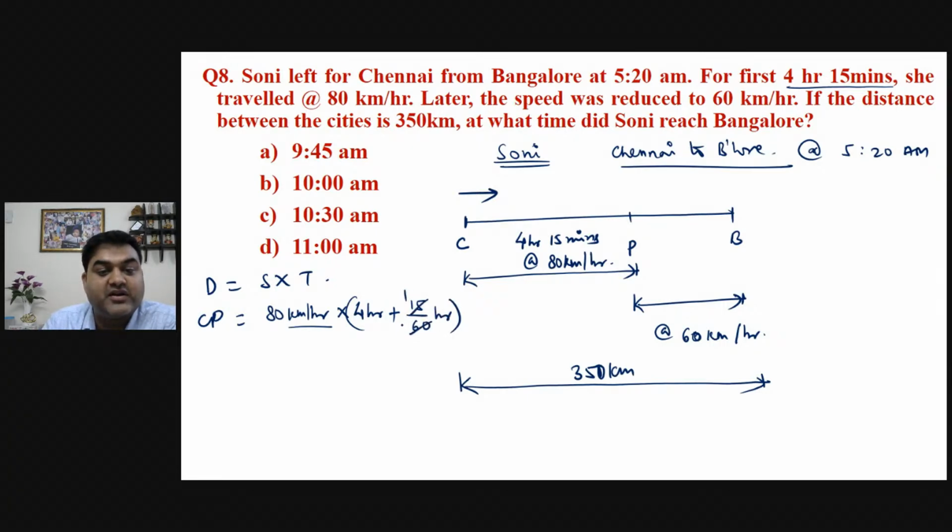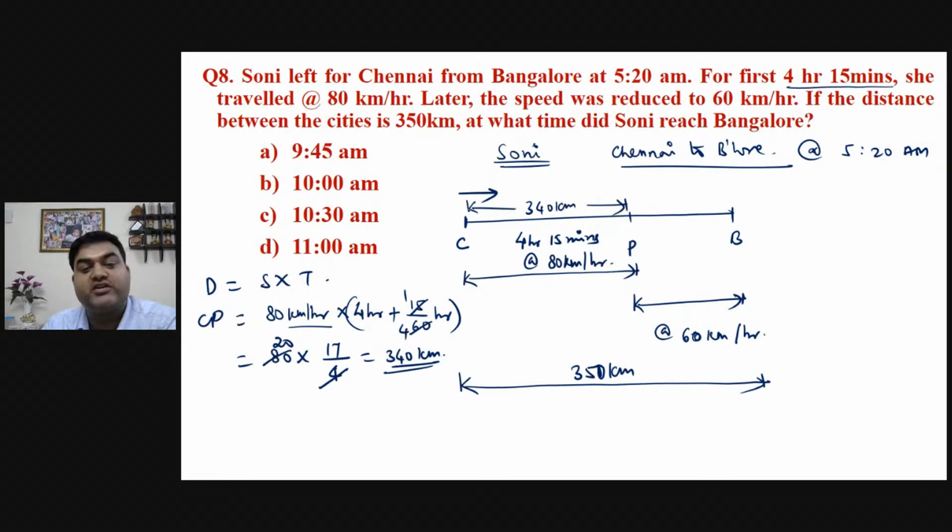So this goes to 1 by 4. So this becomes 4 into 4 is 16, plus 1, 17 by 4. Can we write that? 17 by 4 into 80, that is 17 into 20. So 340 kilometers is this distance. Got it? 340 kilometers is the distance we got.